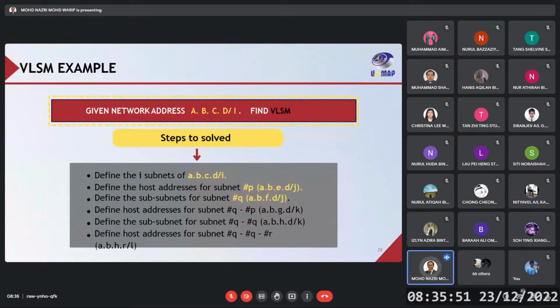Okay, for example, given a network address a.b.c.d/i. This is a generic notation. A, B, C, D should be decimal, from for example 192.168 and so on. So find VLSM. Okay, steps to solve the problem. Number one, you need to define the subnet a.b.c.d/i. I is a prefix, and then secondly, define the host addresses.